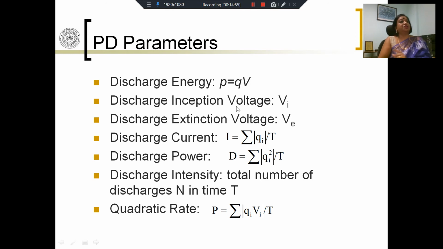The discharge inception voltage. When you apply a particular voltage across the test specimen, initially you will not see any PD pulses. Now, if you slowly raise the voltage, at some point you will see the first PD pulse. Initially, this PD pulse will come and go, we are not bothered. The minimum voltage at which a single PD pulse becomes steady, that is the voltage which is considered to be the PD inception voltage.